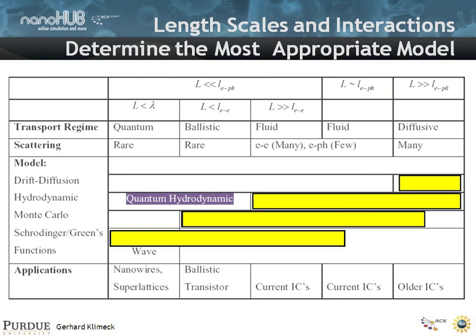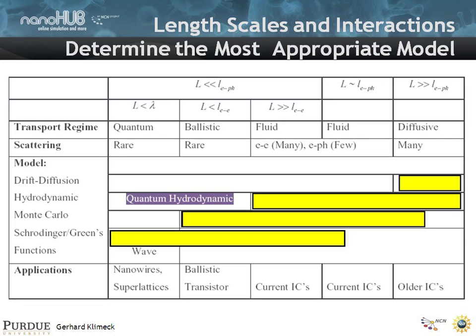So this chart gives you a little bit of an overview that the length scales and the interactions in your devices really determine the most appropriate model. So which model should you use? The drift diffusion type model, or hydrodynamic model, Monte Carlo, or the Schrödinger equation approach really depends on the length scale that you want to work in. And what you see is that in older, traditional ICs, the drift diffusion model is still the major workhorse where your transport regime is diffusive and scattering happens often, so there's lots of scattering, and drift diffusion is quite a good way to deal with that.